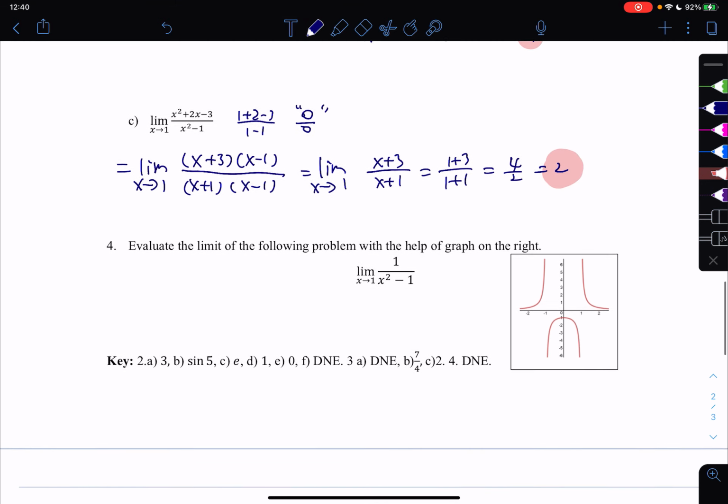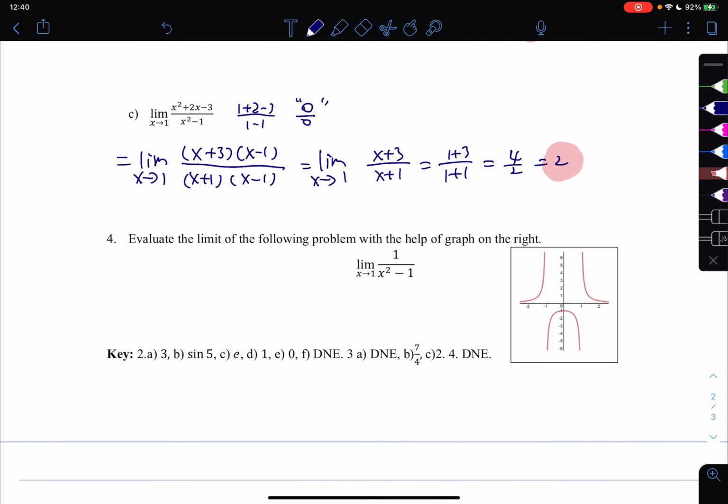Last but not least, I want you to evaluate the limit problem we have here. I want to see what's going on when I'm approaching 1. So technically, I'm trying to observe what's going on. As you can tell, I have contradicting information, both of which approach infinity. So this does not exist as my final answer.